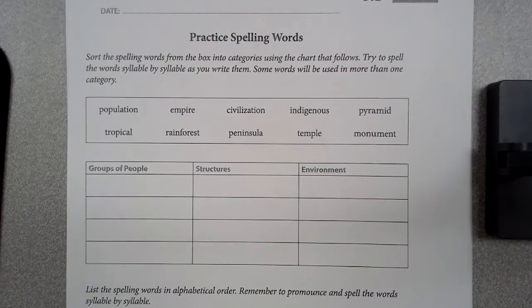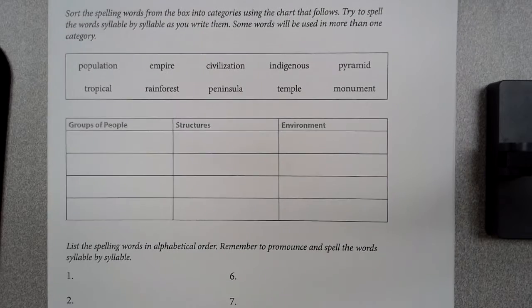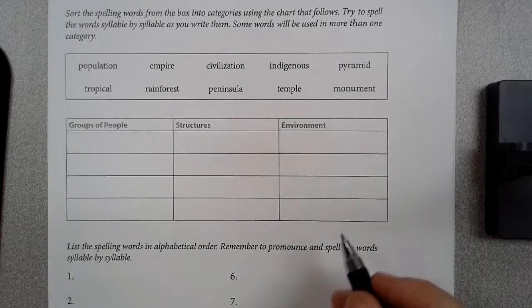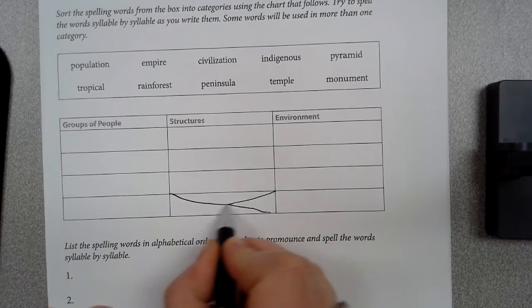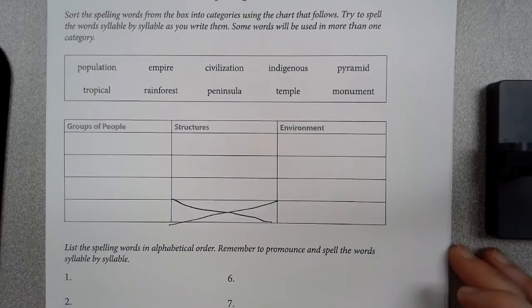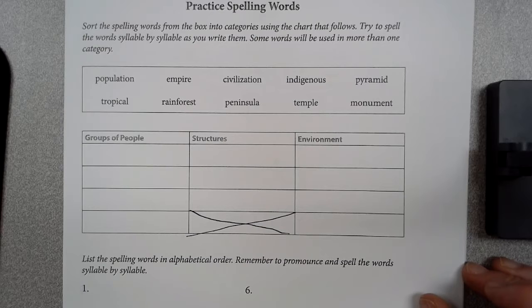All right, now, what you have to do is divide them into groups of people, structures, and then environment, whichever category these words can be put in. I will tell you this, structures only has 3. So I'm going to draw an X right there.